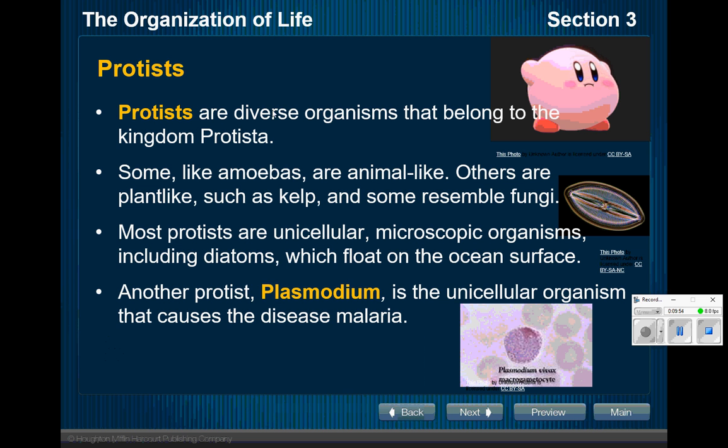Protists are one of the most diverse organisms. In fact, I like to think of protists as like that extra group that you can't really call a plant, you can't really call animals. So let's just throw them in this category, the protist.